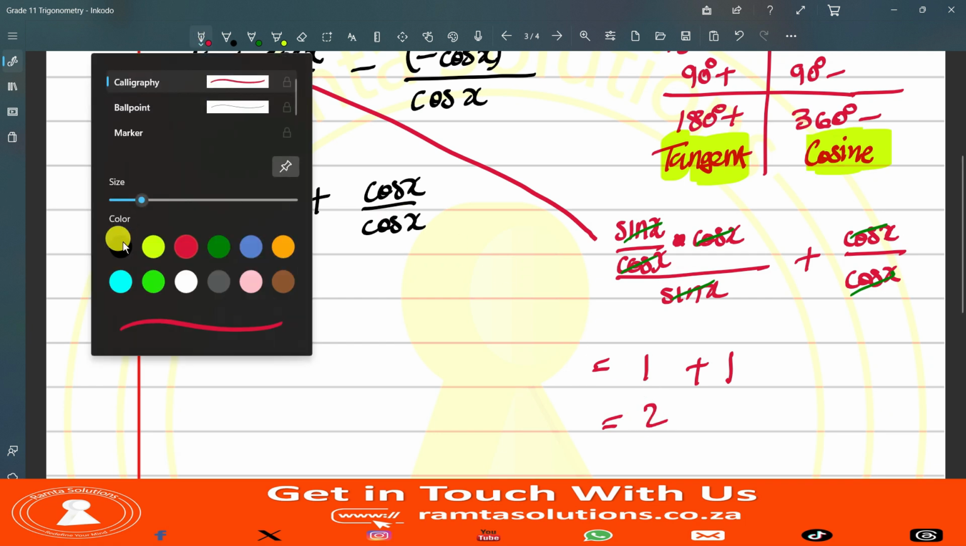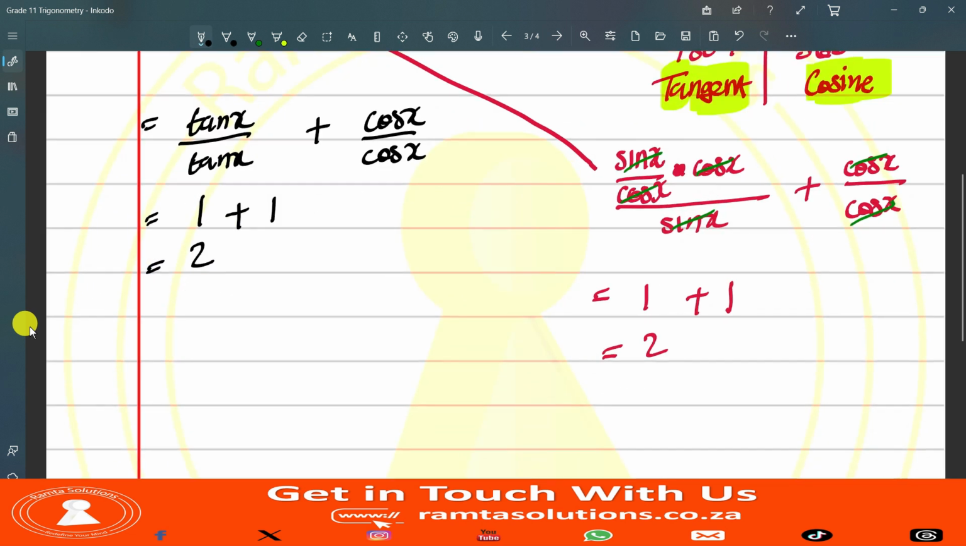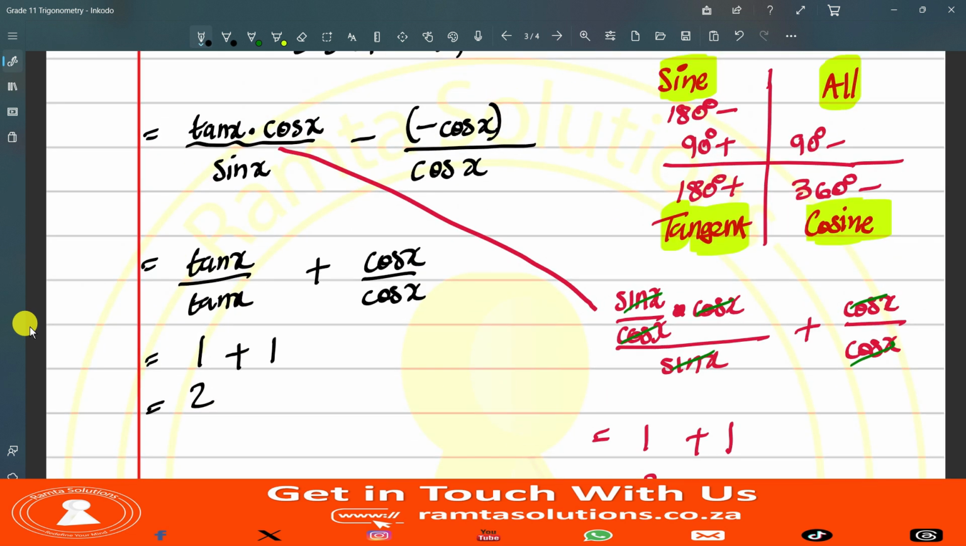But let me come back to the left hand side. This is tangent over tangent, so anything divided by itself is 1. This is cosine over cosine. Once again, anything divided by itself is 1, and therefore our answer is 2. So do you see now? I have shown you different ways of answering such questions. What I did on the left is okay, and the same applies to what I did on the right.